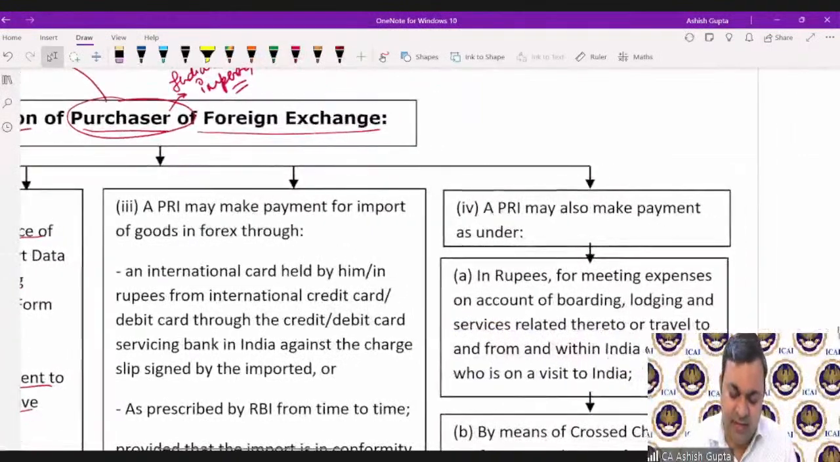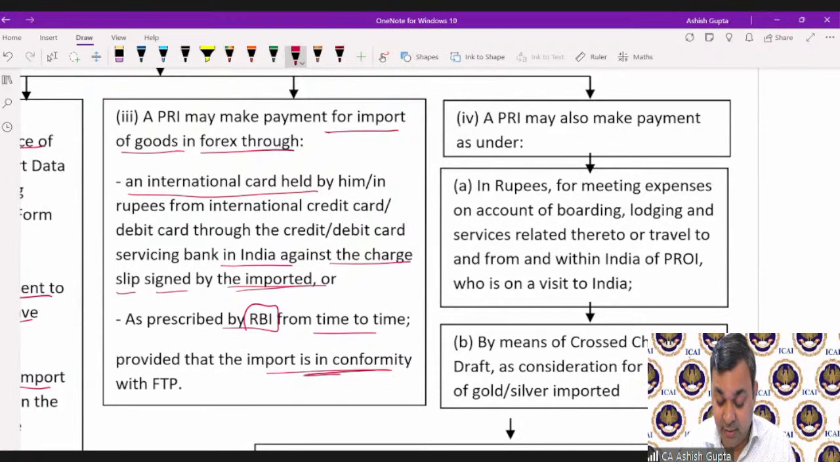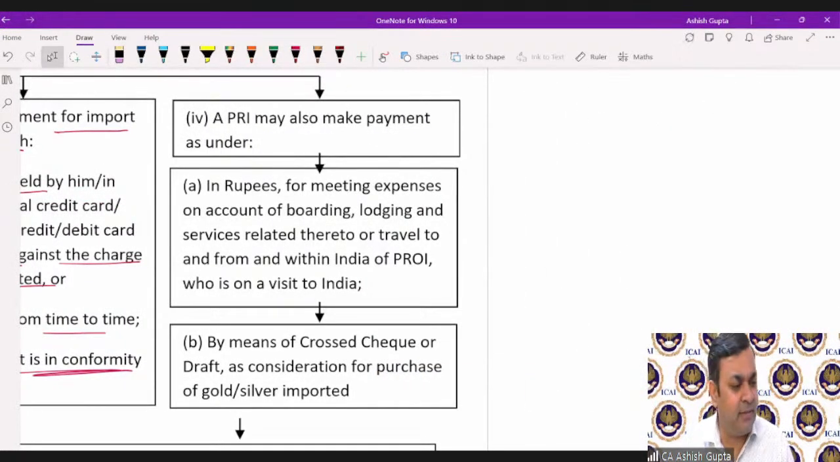A person resident in India may make payment for the import of goods in Forex. Obviously, Forex means foreign exchange. You can make a payment through an international card held by him in rupees, from international credit card, debit card, servicing banking in India against the charge slip signed by the importer, or as prescribed by RBI from time to time, provided that import is in conformity with the FTP. For example, you are importing something, but that is restricted under the foreign trade policy, then you are not supposed to import that thing. A PRI means importer, right?